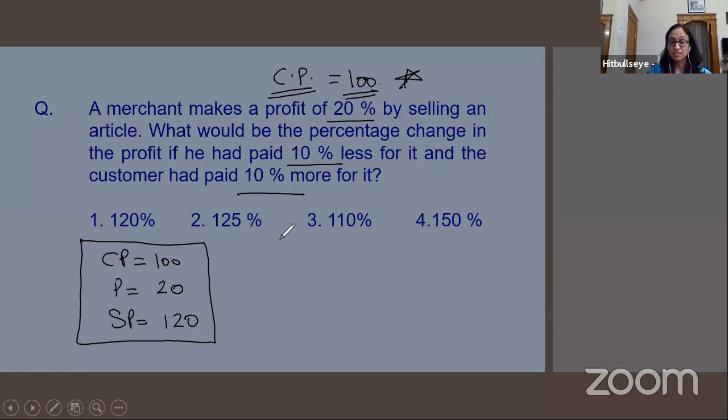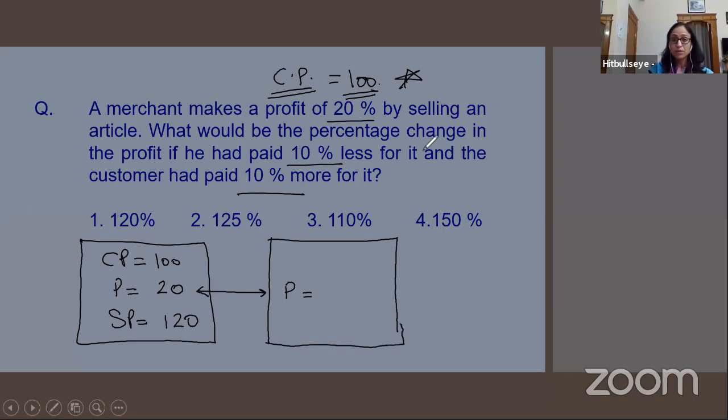Now the question says that the situation is getting changed. What is the change in the situation? What would be the percentage change in the profit? So I will have to find out the profit in this new situation and then discuss the percentage change in these two values, right? So he's talking about profit in this situation, profit in this new situation, and then finding out the percentage change in these two values, right?